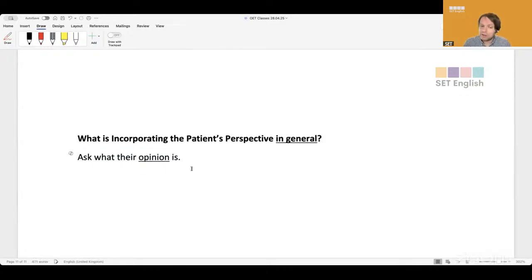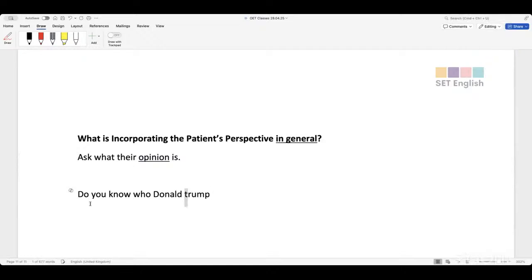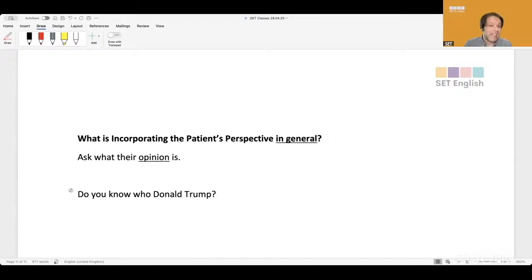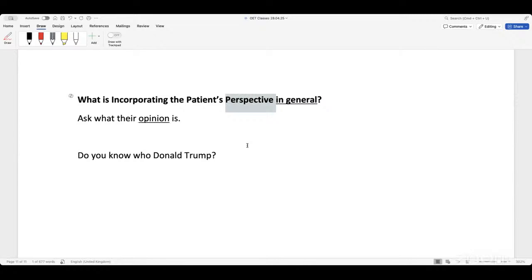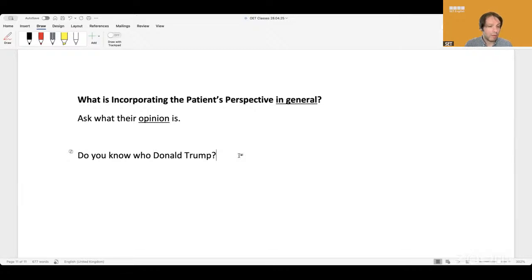Okay. So just to give an example of this, Victoria, if I say, do you know who Donald Trump is? I always use this example, right? She can say, yes, I know who he is. Am I getting her perspective on Donald Trump? No, right? Just knowledge is different from opinion. Knowledge is different from opinion. So we're talking about the opinion of the patient, but also feelings as well. Okay. So ask what their opinion or feeling is.